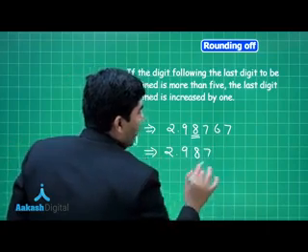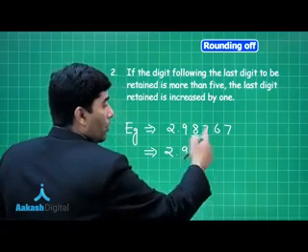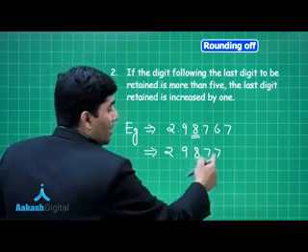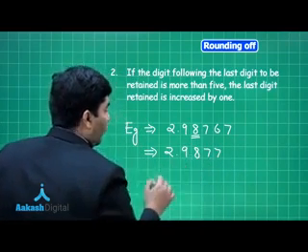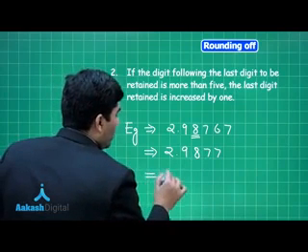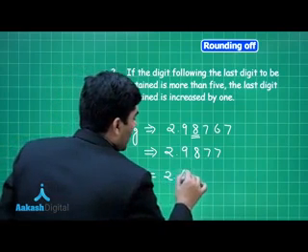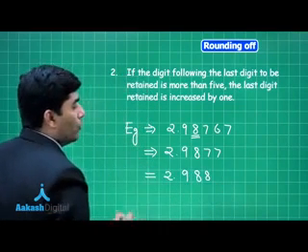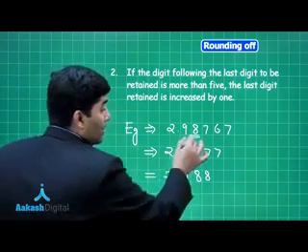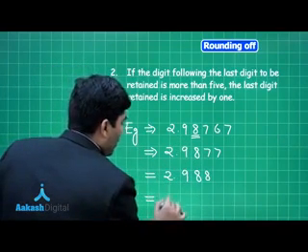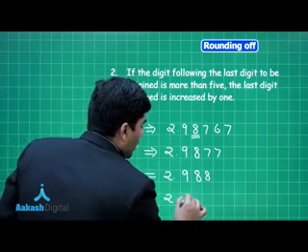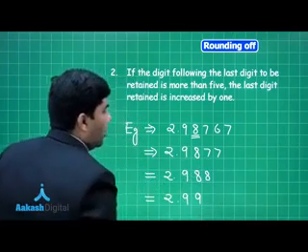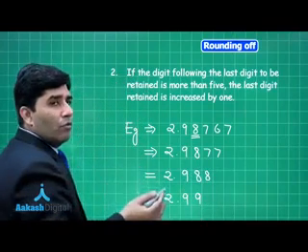2.987. Now 7 is more than 5, we will add 1 to it, so it will be 8. Now 7 is again more than 5, we will add 1 here. That will be equal to 2.988. So which was the digit that was to be retained? That was 8. So my final answer will be 2.99. So this is my final answer. Let's go to the next rule.